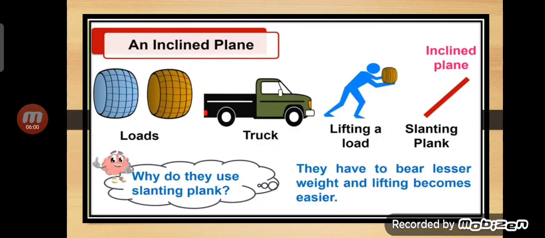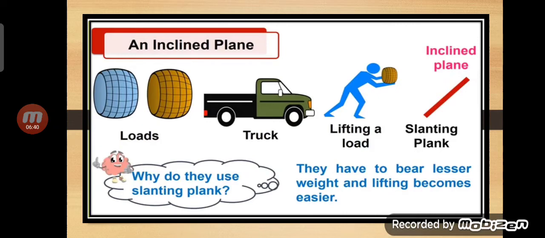Now let's see, children, our next topic, an inclined plane. Suppose, children, Rohit and Mohit want to keep a load onto a truck as shown in the picture. How do they place these loads onto the truck? Yeah, to keep these loads onto the truck, either they have to lift the loads or have to use slanting planks. Okay, children?